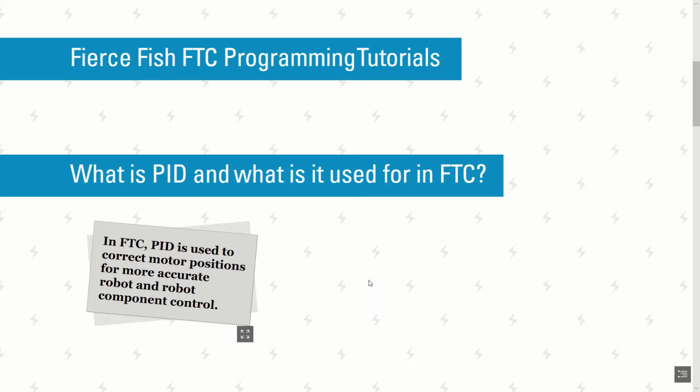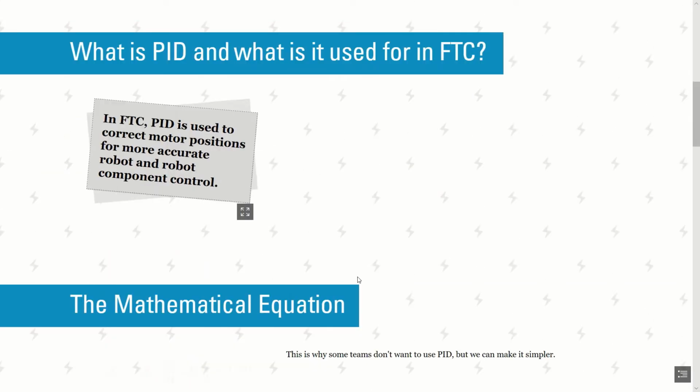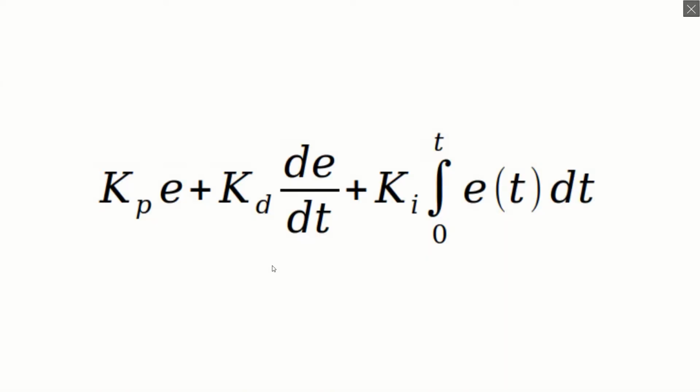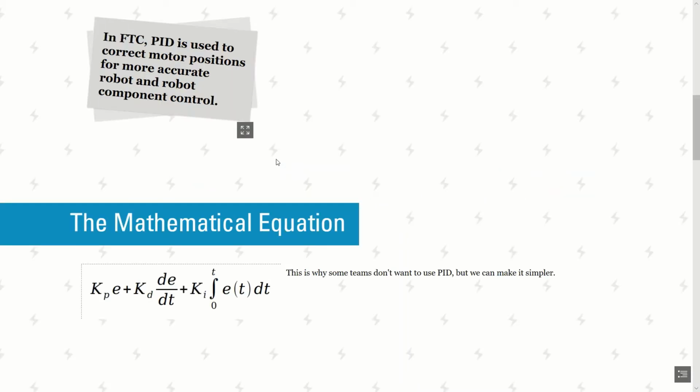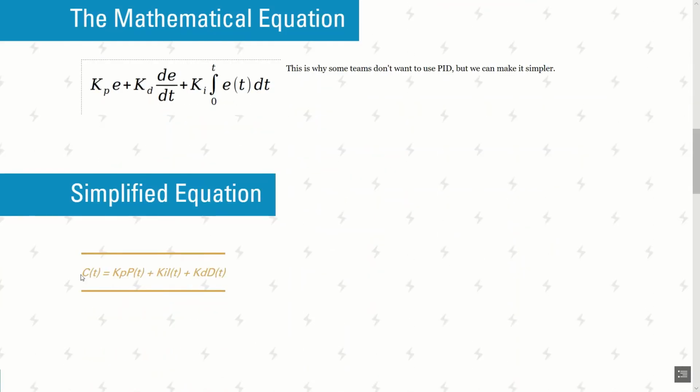So a lot of teams don't use PID because they hear it has a lot of calculus involved. And this actually isn't true. Yes, there is a calculus formula involved, but really we can make it simpler than that. So this is the actual calculus formula here, and as you can see, it looks really ugly if you aren't into the math thing. If you haven't had experience with calculus, you're probably like, what is this? Or what does all of this even mean? So we're going to take a look at how we can simplify that with this equation.